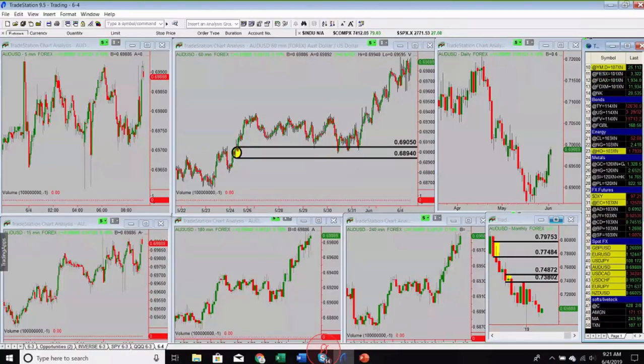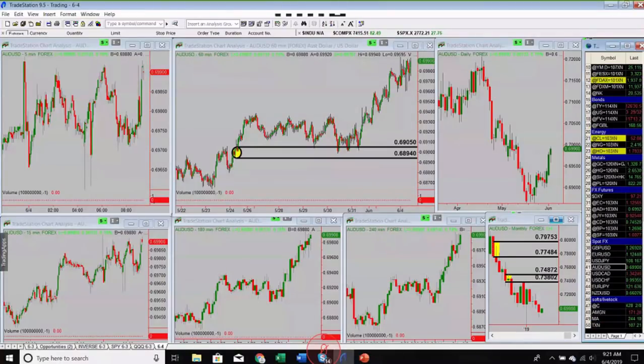RBA cut the interest rate. Aussie should be going down. Why is it still going up? That is a question that tons of people ask in different markets for different news-related reasons. And the answer, before we look at the chart, is because that's the supply-demand equation there, okay? And the news just speeds up what was going to happen anyway.